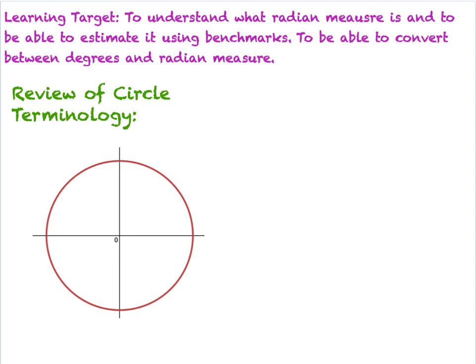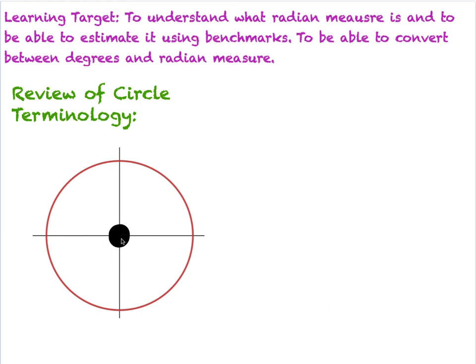Okay? So the first thing I thought would be helpful is maybe if we just reviewed circle terminology, because that's mostly what we're going to be talking about when we talk about radian measure. So here we have a circle, and this particular circle is centered about 0. That's a lot larger than I thought the pen was going to come out to be, but that's okay. So here we have our center at 0.